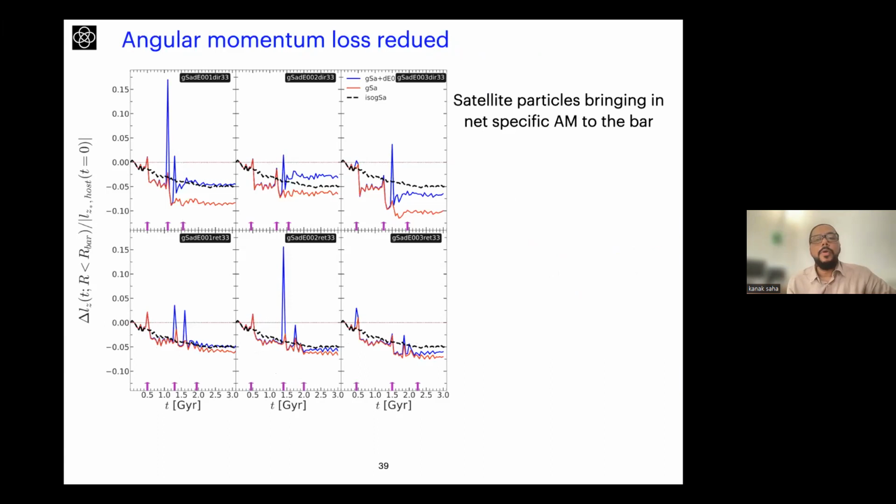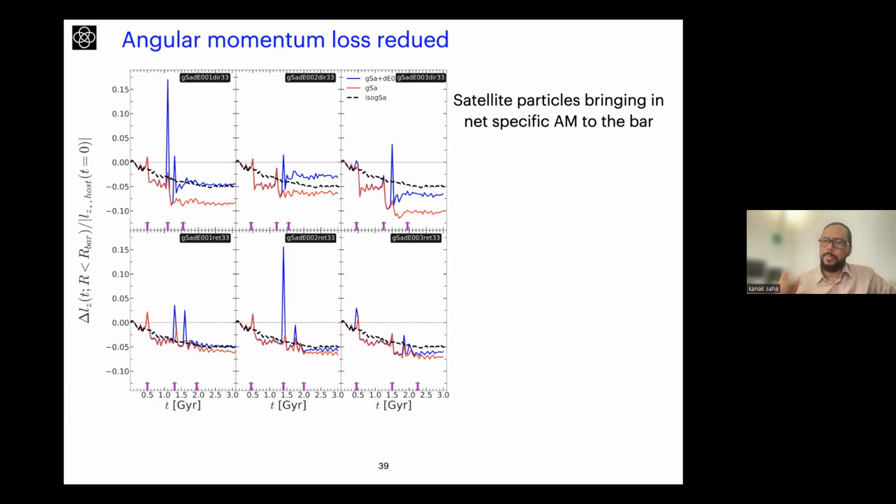Now we also did an interesting thing. Along with the mass accumulation, we also looked at the angular momentum change, the specific angular momentum change. The dashed black curve is for the case where there was no minor merger, just the host galaxy. As you know, the angular momentum decreases over time, right?